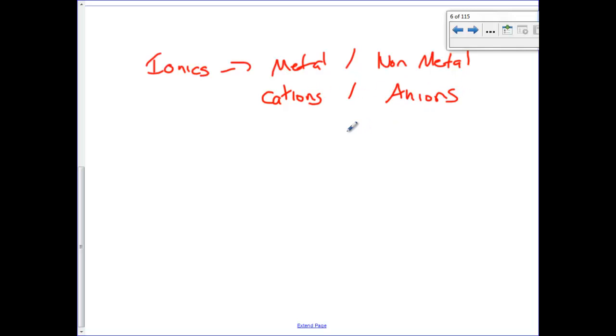What's the charge of a cation? Good. Cats have pos. Yeah, positive. Whereas anions are negative. Okay. Bit of a physics lesson here. What is electricity?